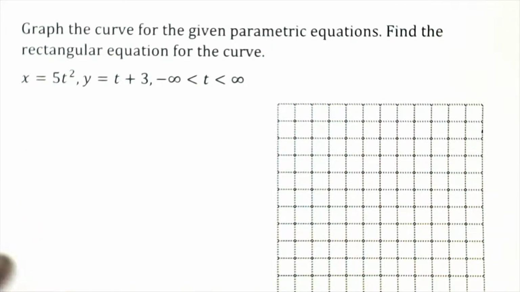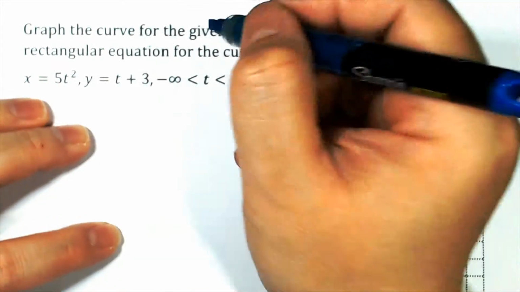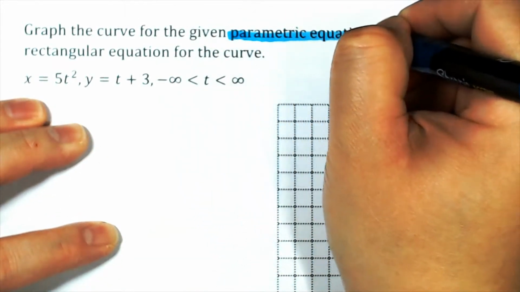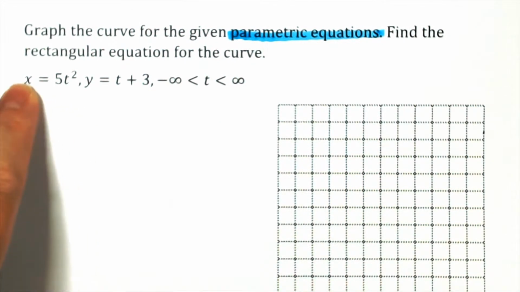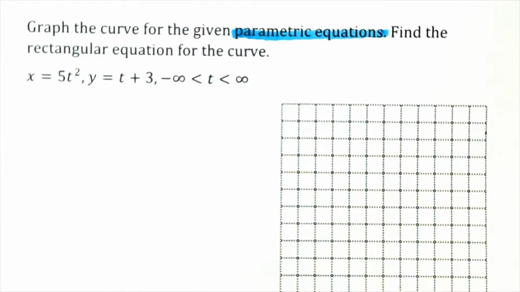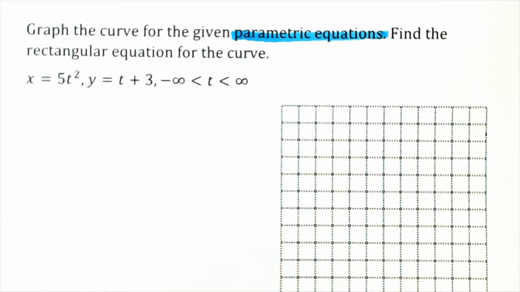given by parametric equation. So we are given the parametric equations where x depends on t and y depends on t. So t is the parameter here. Usually when we are given equations like this, we try to eliminate the parameter.